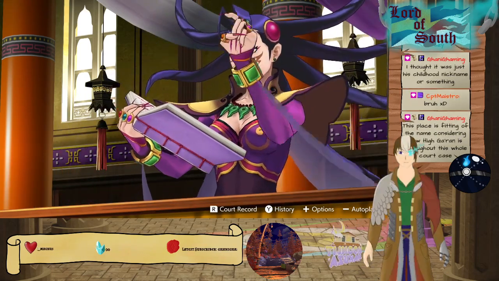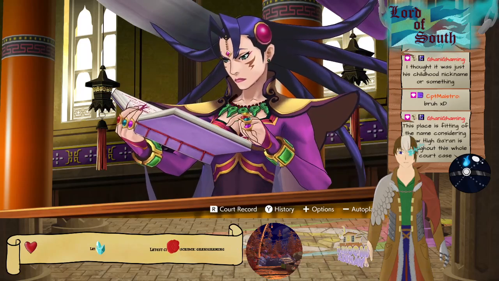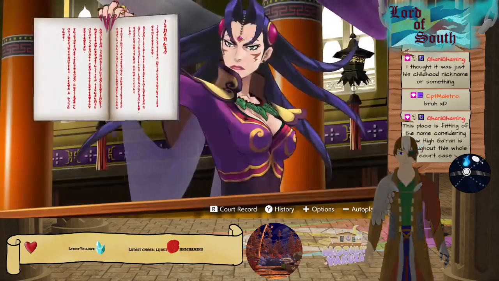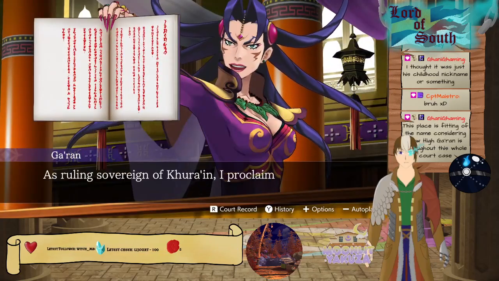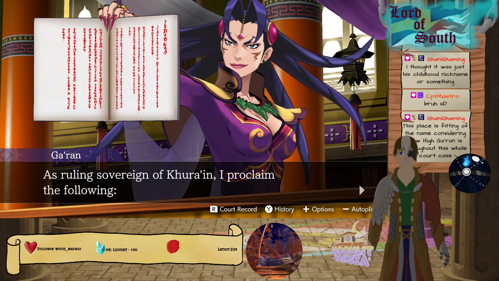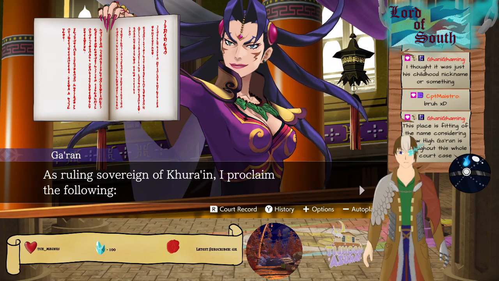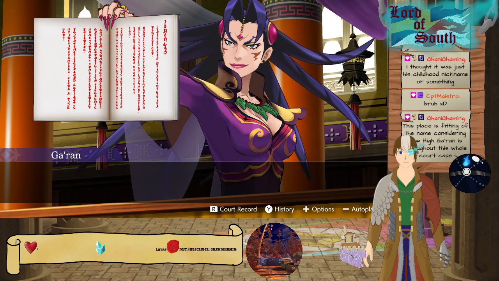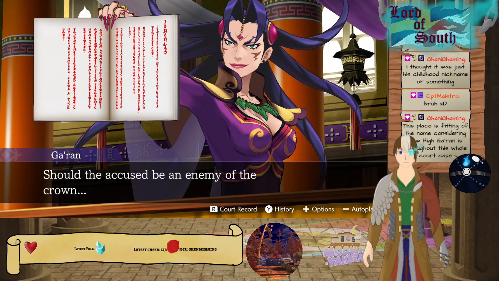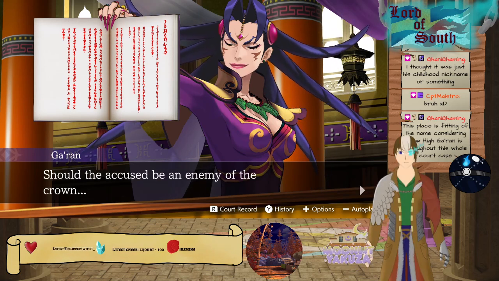This place is fitting of the name, considering how high the ground is throughout this whole court case. Yeah, fair enough. I still can't fully pronounce sovereign.